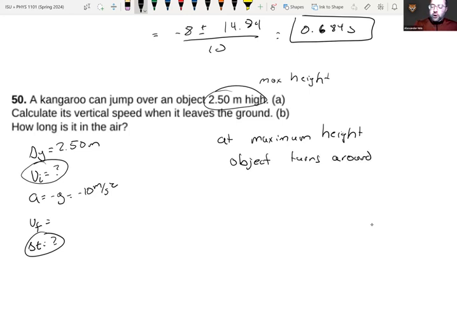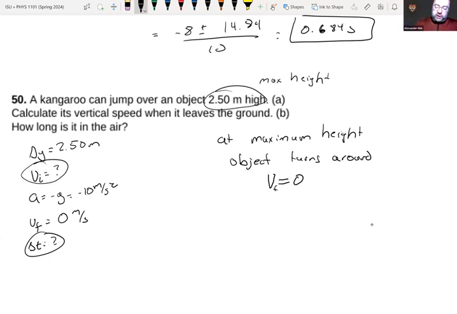As we saw, when an object turns around, that meant its velocity was equal to 0. So when this thing reaches a height of 2.5 meters, its maximum height, gravity has slowed it down such that it is now going 0 meters per second. Sometimes these things can be a little tricky to figure out, but that is basically how you would need to do it.